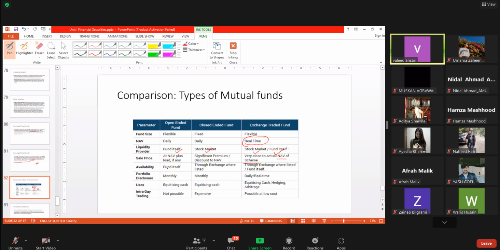Throughout, the availability is that the fund will provide it through the exchange. If you want to buy or sell closed-ended, it will be via the exchange where the fund is listed. In a mutual fund, NAV and portfolio disclosure are monthly, and here it is daily, real time. One can also use the cash for investment, equitizing cash, for tracking certain indices.